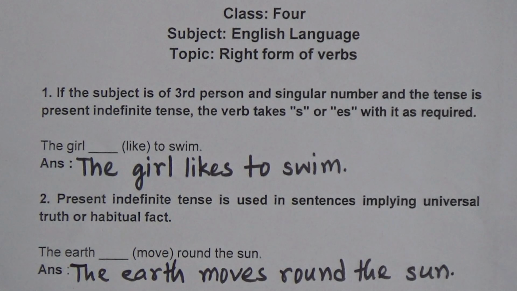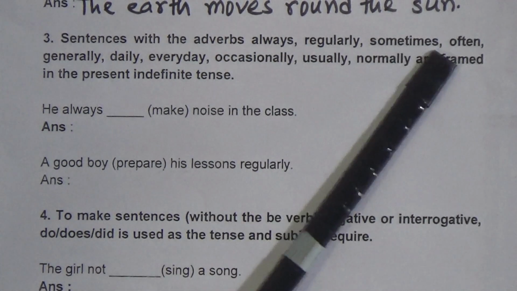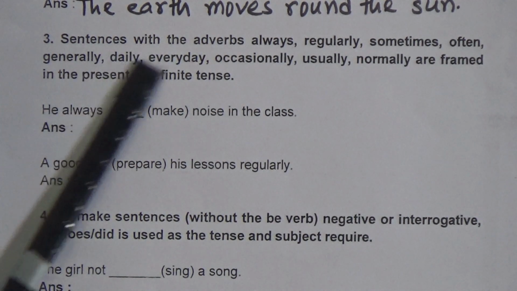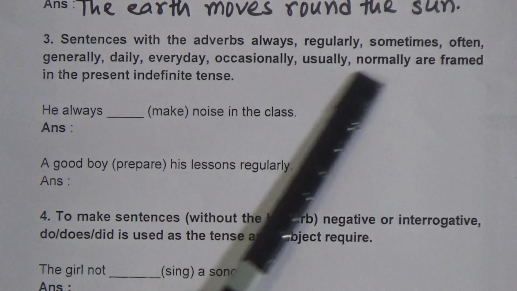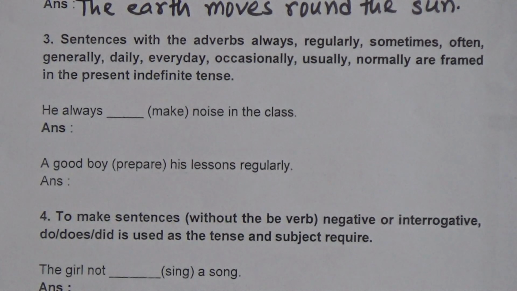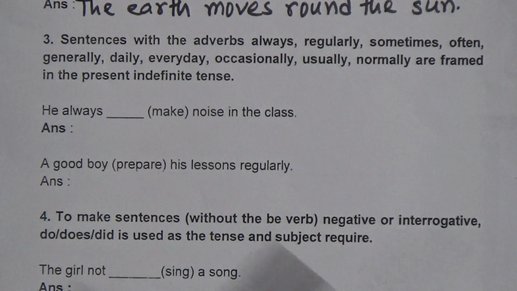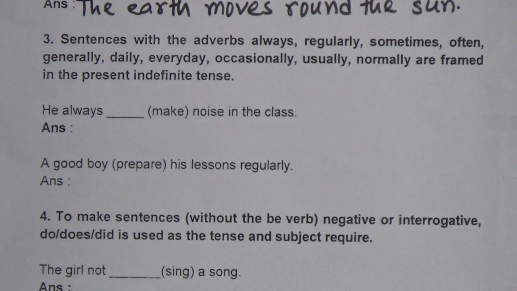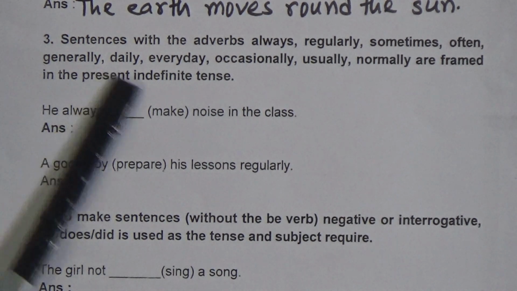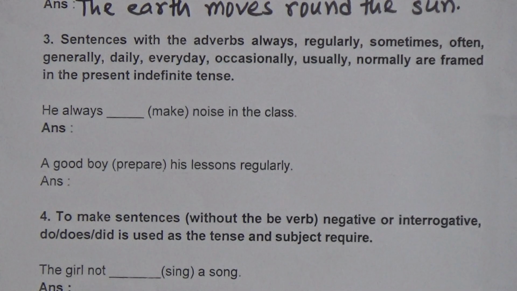Now number 3: sentences with the adverbs always, regularly, sometimes, often, generally, daily, everyday, occasionally, usually, normally are framed in the present indefinite tense. So we are talking about present indefinite tense. If you find the adverbs or words like always, regularly, sometimes, often, generally, daily, everyday, occasionally, usually, normally, you will just use the structure of present indefinite tense.